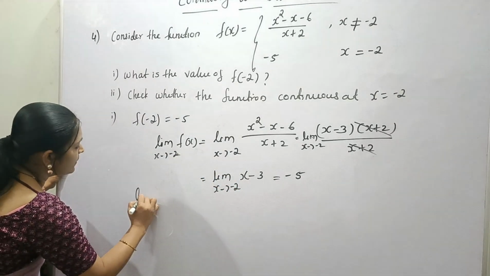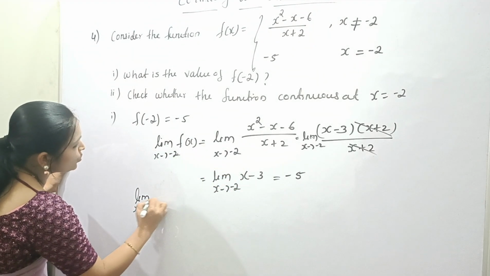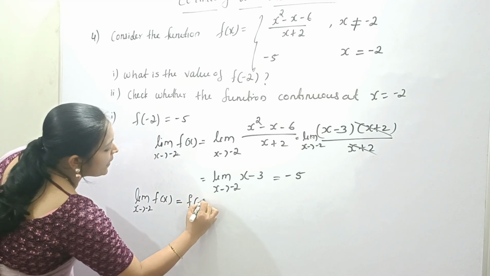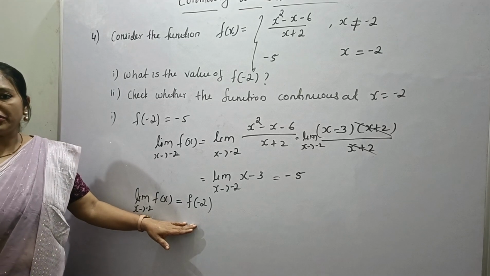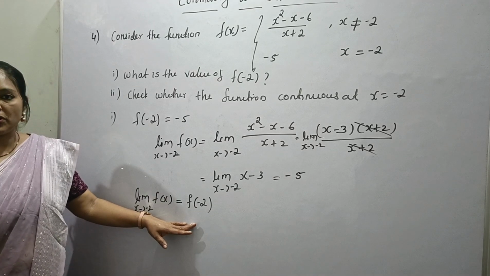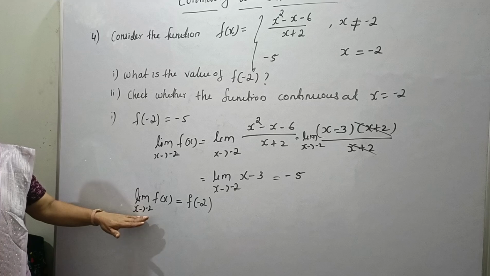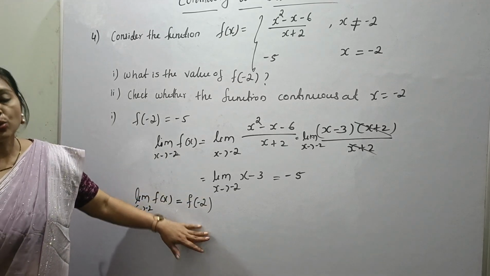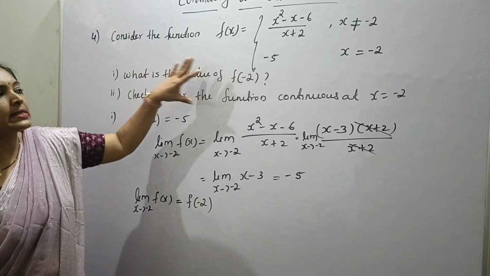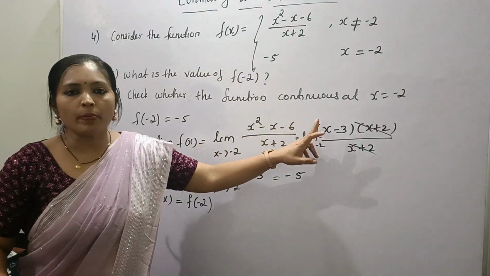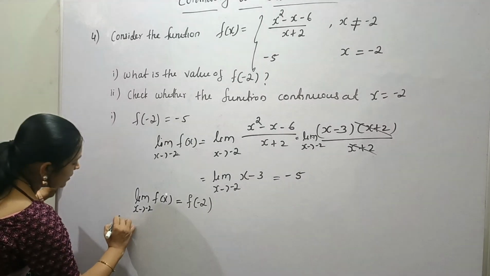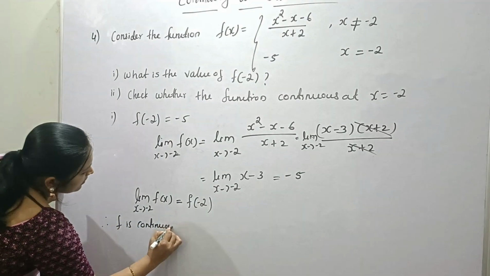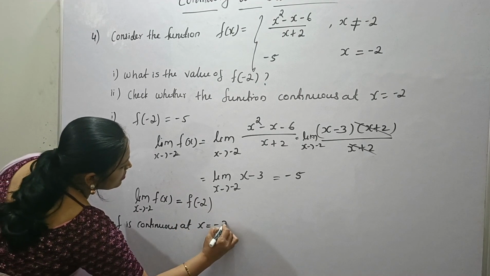So we can write limit x tends to minus 2 f of x is equal to f of minus 2. It is the definition of a continuous function at a point, right? Here we have got limit x tends to minus 2 f of x equal to f of minus 2. Therefore, the given function f is continuous at x is equal to minus 2.